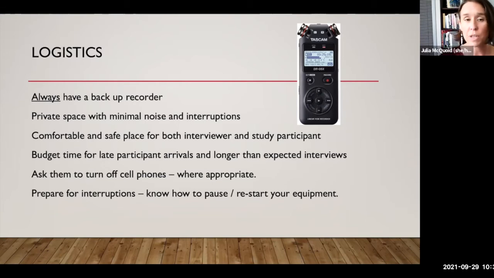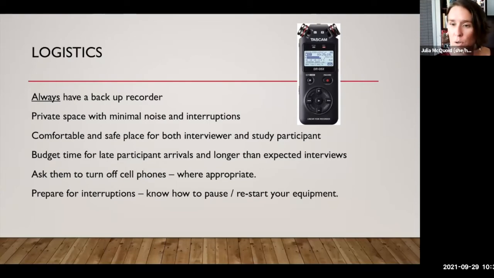Ask them to turn off their cell phones if that's appropriate for them, and prepare for interruptions during the interview. The most important thing really is, do you know how to pause and restart your recording? Because that can be another tragedy of a way that you could potentially lose a recording.